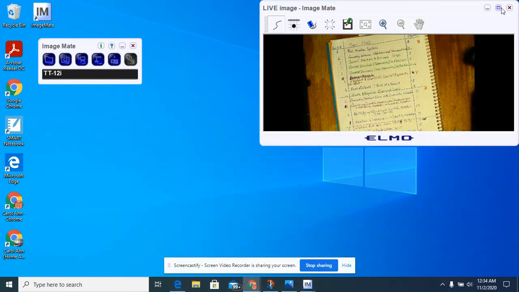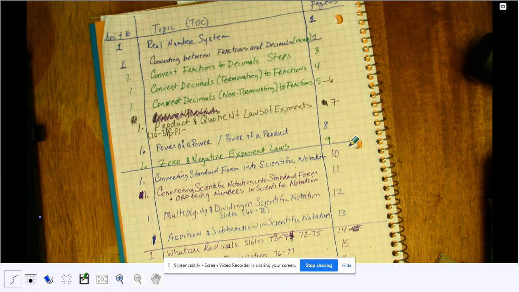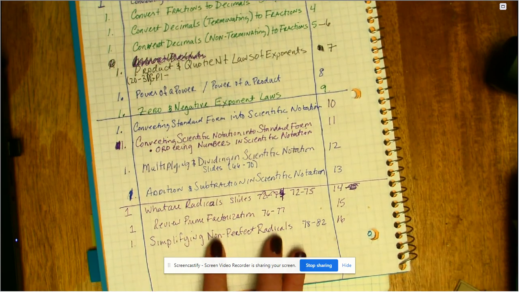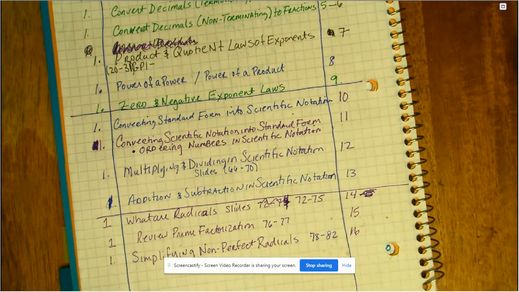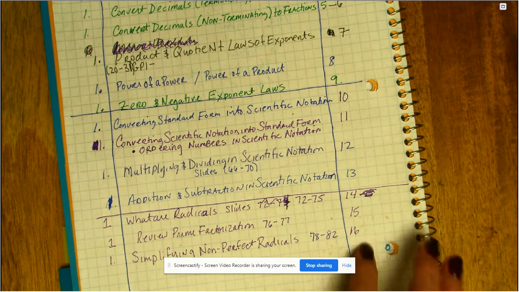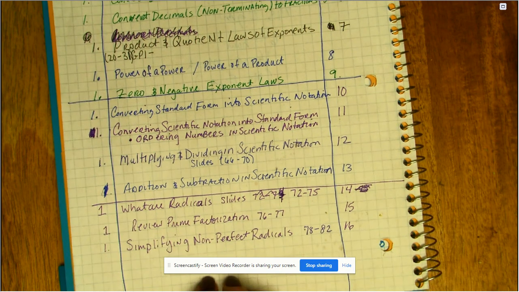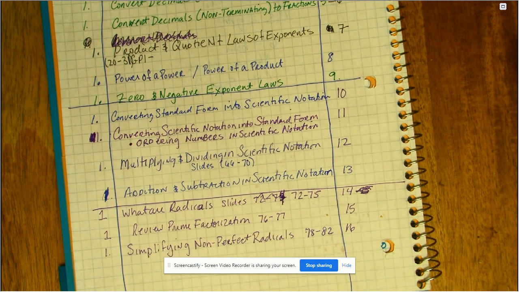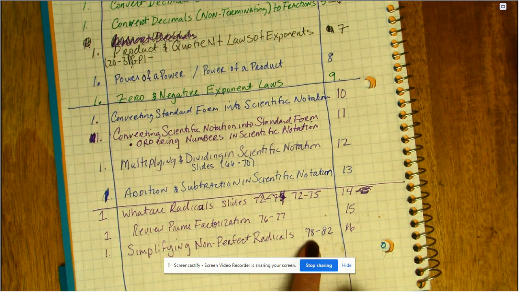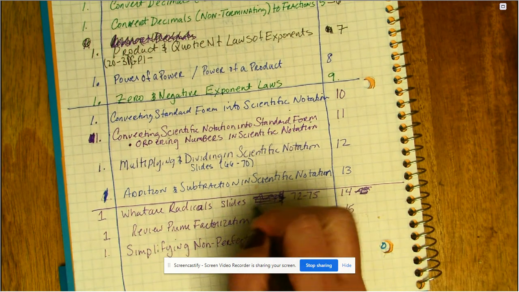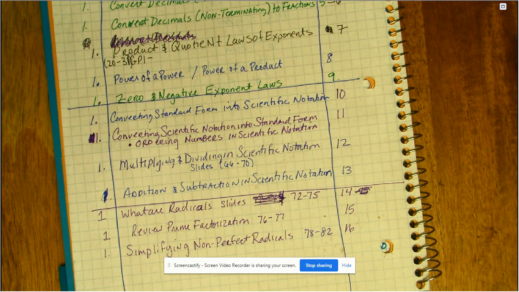So go to your TOC, it's table of contents, and we have simplifying non-perfect radicals. I'm on page 16 in my notes. You might be on a different page. Go ahead and mark that in. Again, it's simplifying non-perfect radicals. Page 16, it's going to cover slides 78 through 82. You may have to reorder some of your slides to make sure that that's happening. Give you a minute to get that copy down.